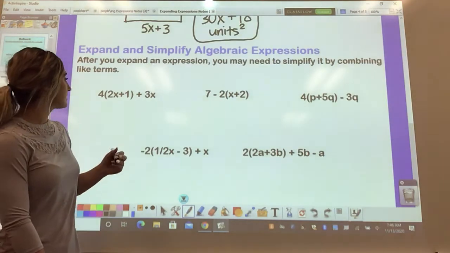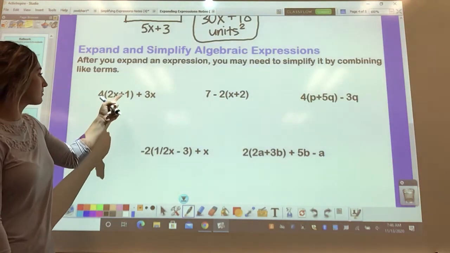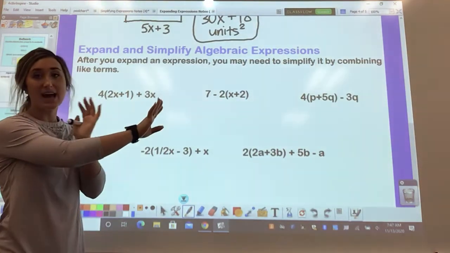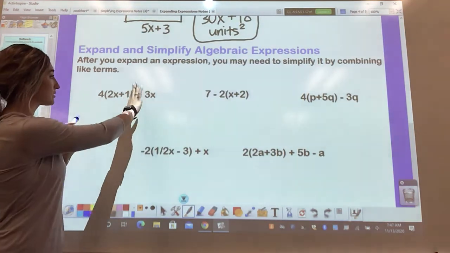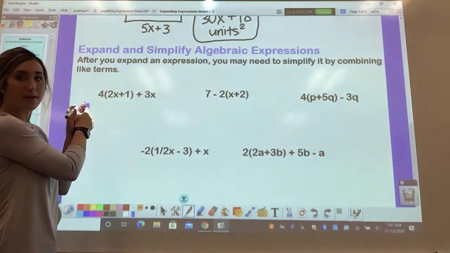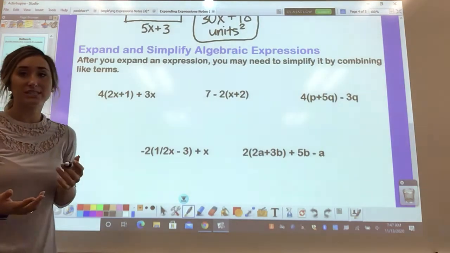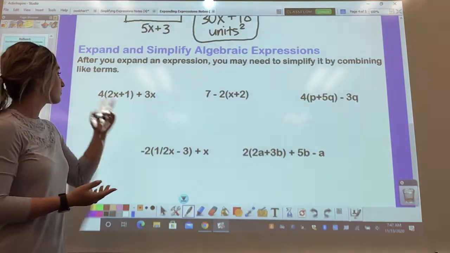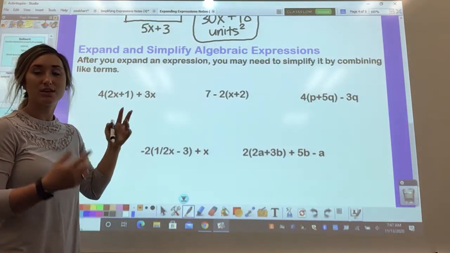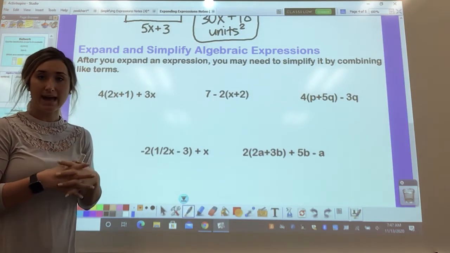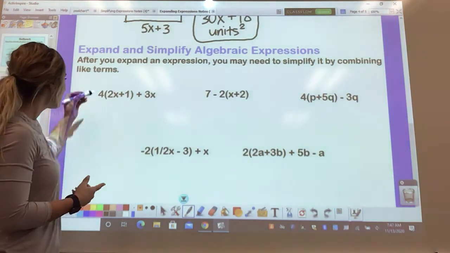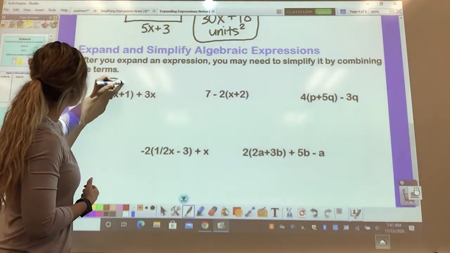So within this expression, we have 4 times 2x plus 1, and then this plus 3x is not in the parentheses. That means this plus 3x is not being multiplied by 4. And order of operations says you need to multiply first, so we have to expand these expressions first before we do any combining or adding of the like terms. So let's distribute in this 4 first.